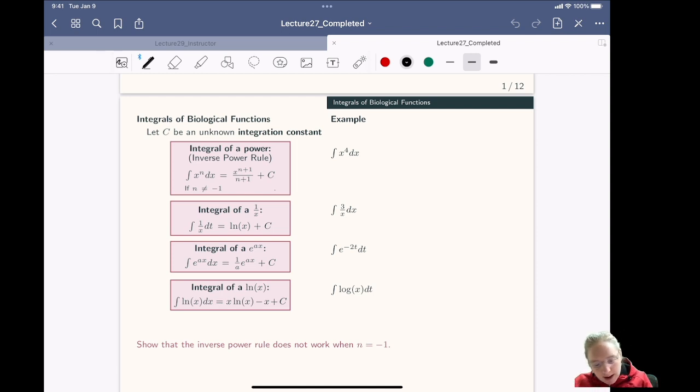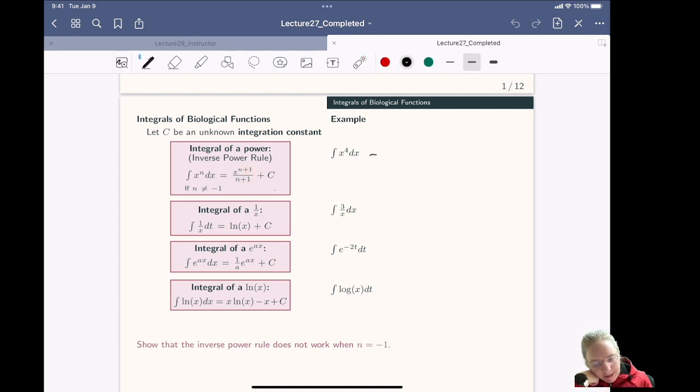The first of these is called the inverse power rule. You're going to notice that these are the opposite of derivative rules. What is that inverse power rule? Well, it says if we're taking the integral of a power function, we raise the power by 1 and divide by that new power.